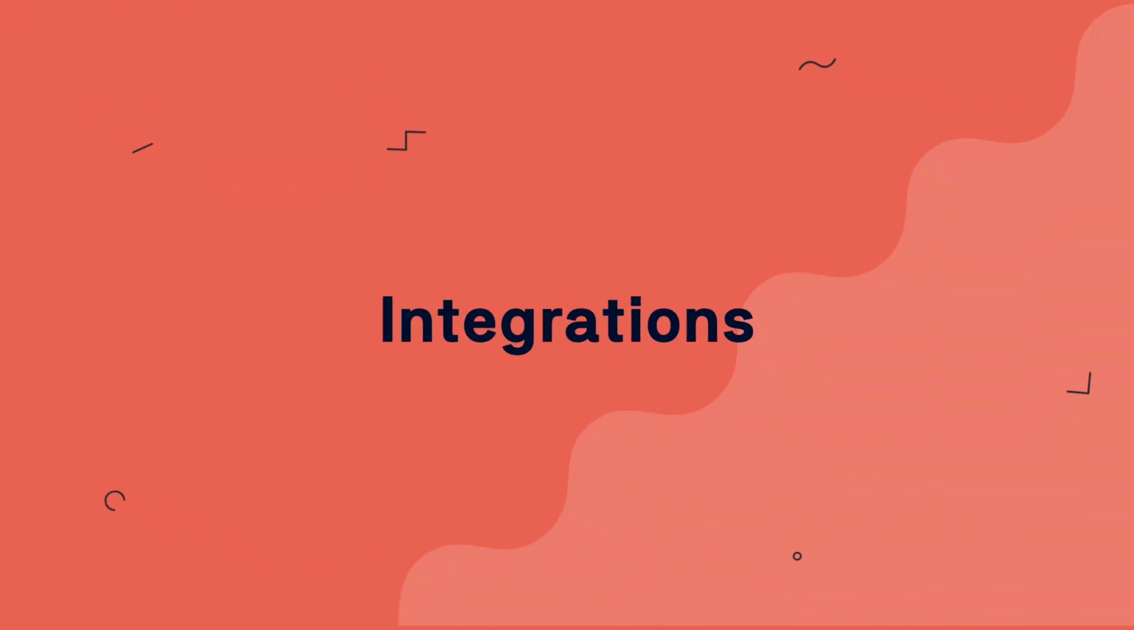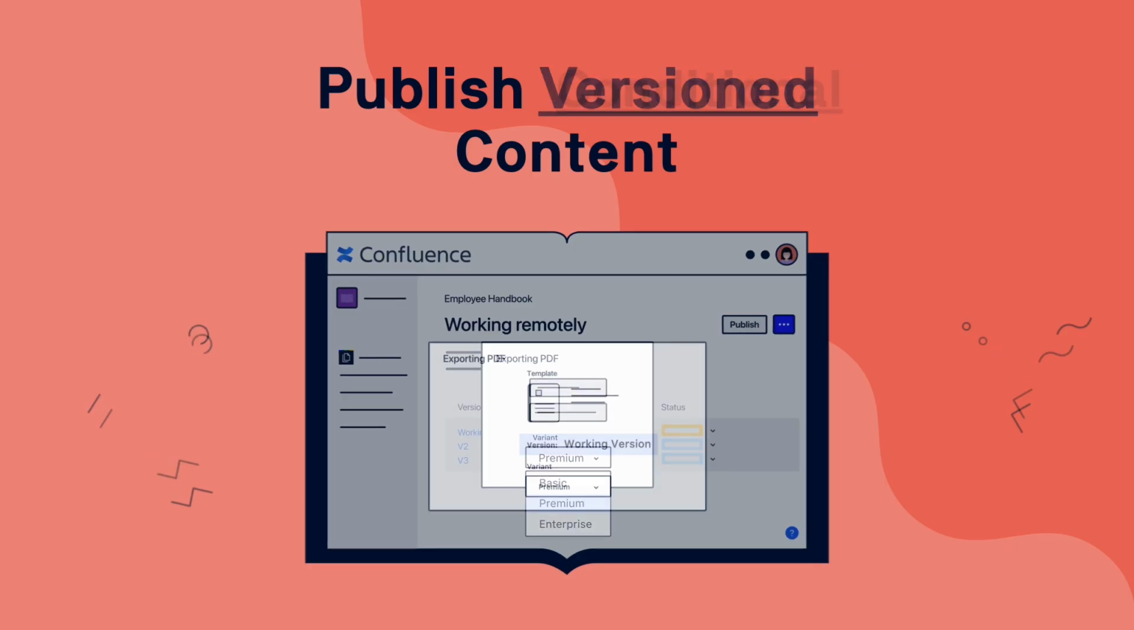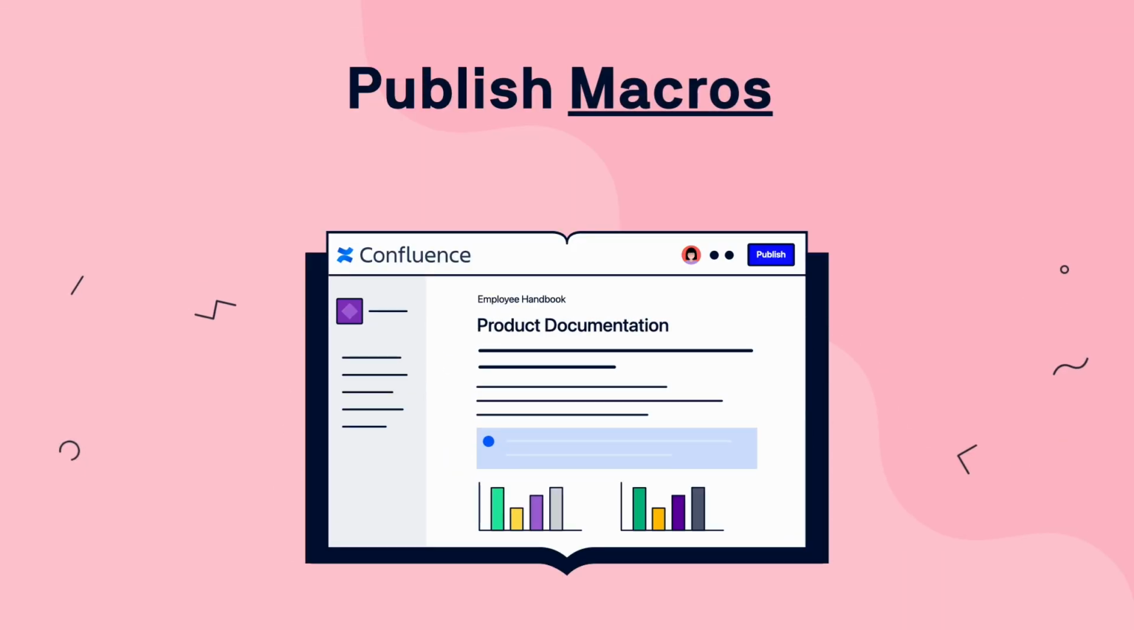Scroll PDF Exporter plays nicely with other apps. Using Scroll Documents, export versioned, conditional, and translated content with ease. Plus, many Confluence and third-party macros are also supported in exports.